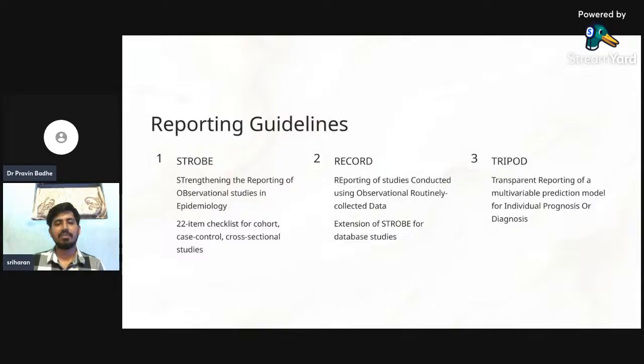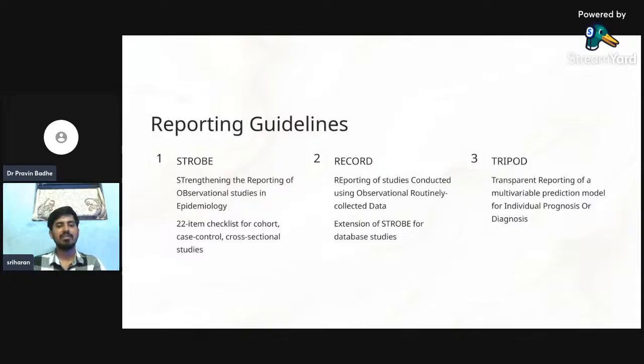Here are the reporting guidelines. There are three reporting guidelines: STROBE, RECORD, and REPORT. STROBE is important for case-control, cohort, and other observational studies, such as cross-sectional studies. STROBE is mainly important because it gives a checklist, making it easy for researchers to verify their research.